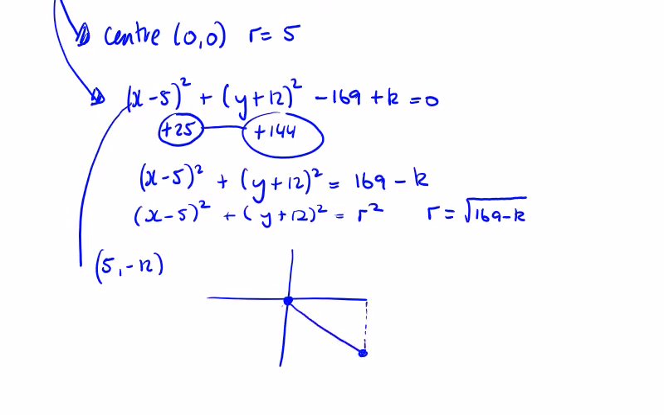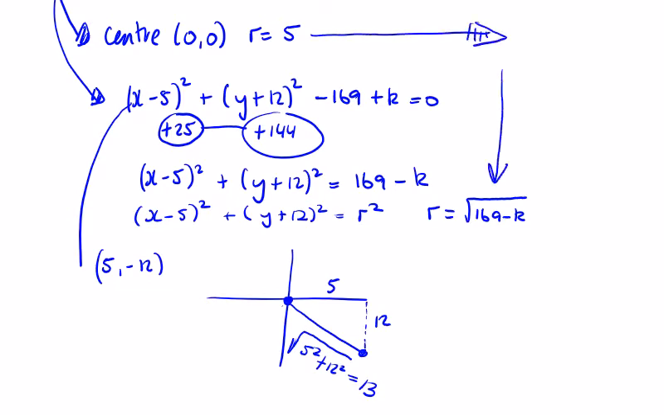If I can get the distance, this diagonal, I have a 5 and a 12. So the square root of 5 squared plus 12 squared is equal to 13. You should have seen this before. So the distance between their centers is 13. One radius is 5 and another radius is the square root of 169 minus k. So 5 plus the square root of 169 minus k is equal to the distance between their centers, which is 13. If I bring the 5 across, I get the square root of 169 minus k is equal to 8.